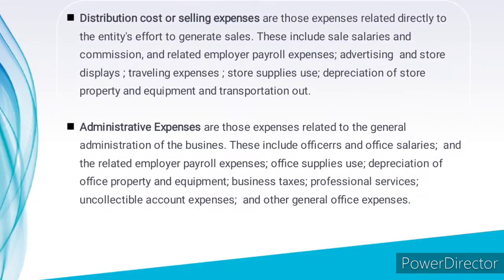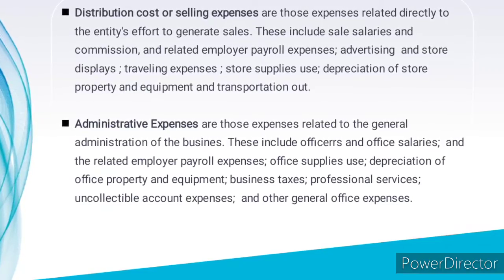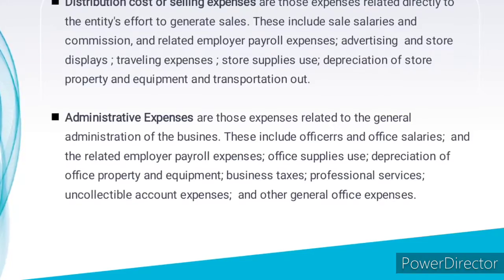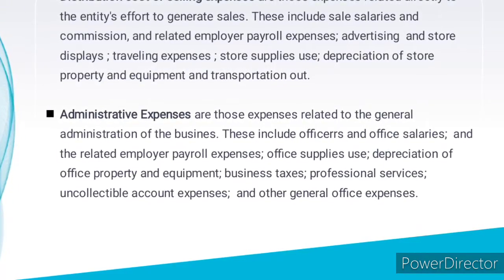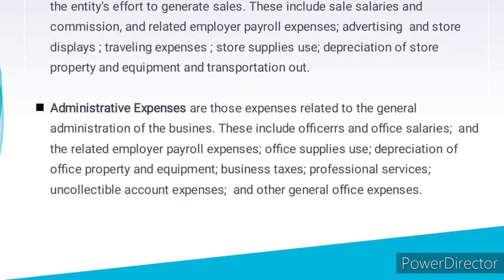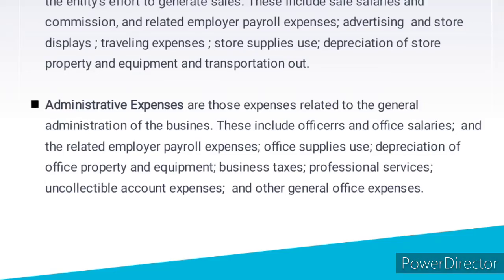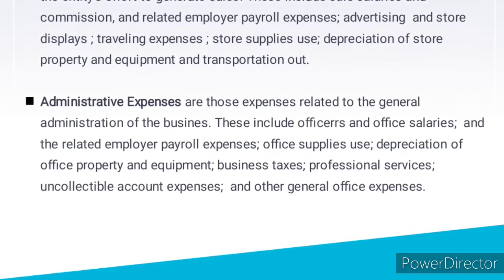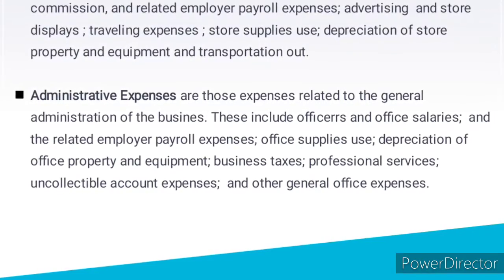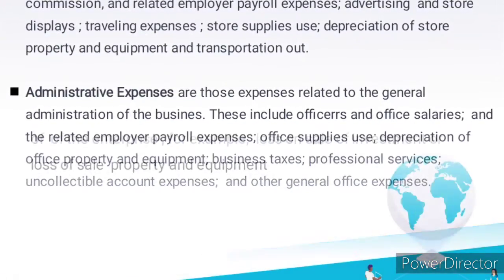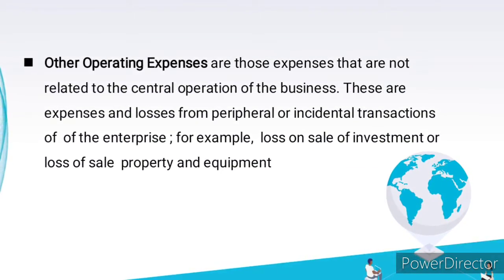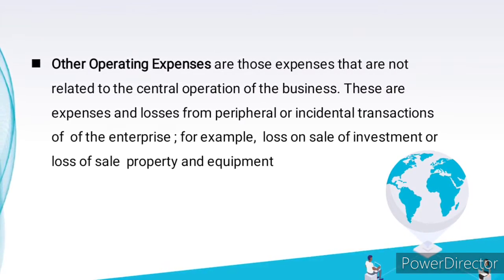Next, let us know what administrative expenses is. These are those expenses related to general administration of the business. This includes officers and office salaries, and related employer payroll expenses, office supplies used, depreciation of office property and equipment, business taxes, professional services, uncollectible accounts expense, and other general office expenses. Lastly, other operating expenses are those expenses that are not related to the central operation of business.